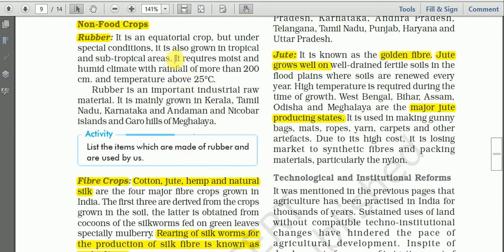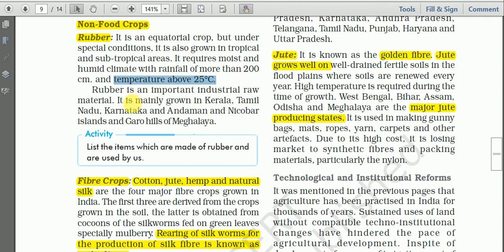About rainfall, as I told you, it requires a moist and humid climate. It requires a very wet climate. A lot of water vapor in the atmosphere is required, rainfall must be more than 200 centimeters in a year, and temperature must always be above 25 degrees Celsius. So this is about the geographical requirements for growing rubber.